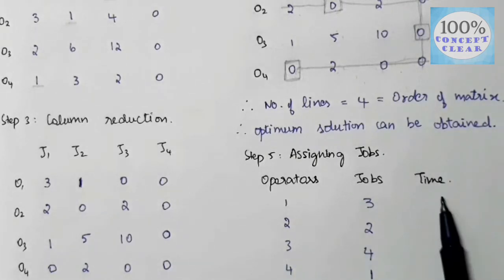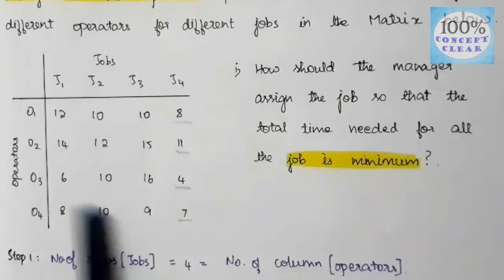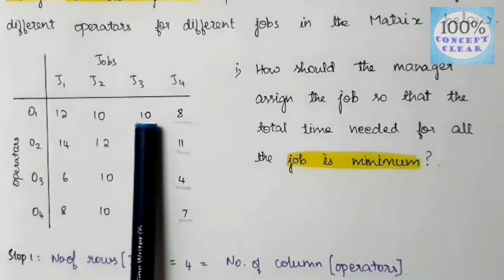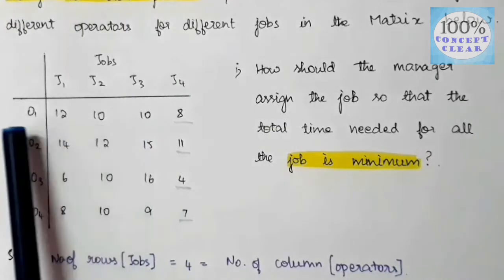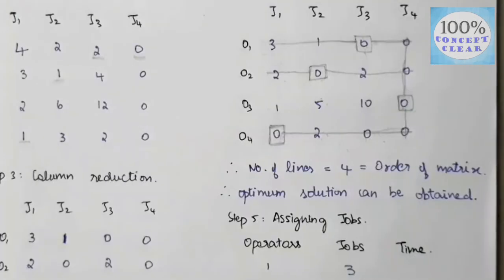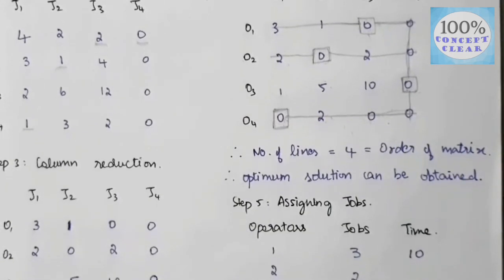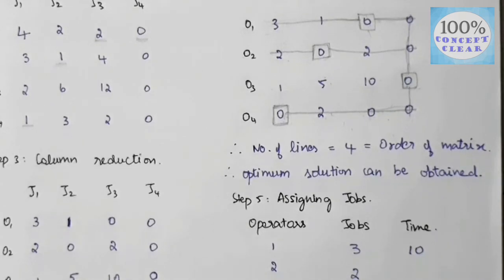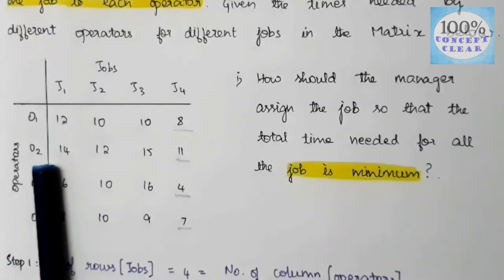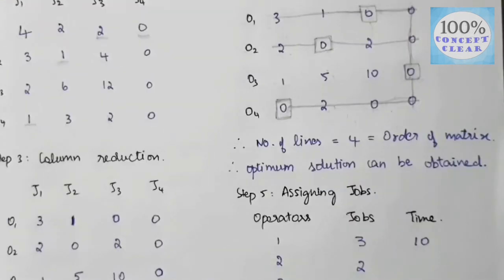Now we have to find the time. So we can find time by comparing this with the question. Here operator 1 and job 3. So see in the question, operator 1 and job 3. So the time is 10. Operator 1, job 3, time is 10. Now check for operator 2. Operator 2, job 2, time is 12.